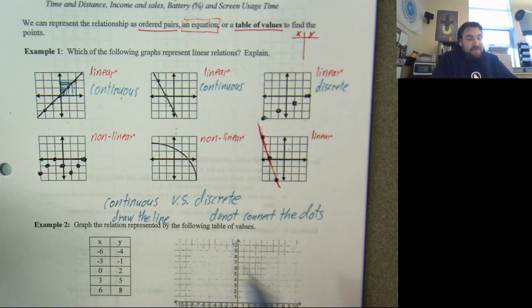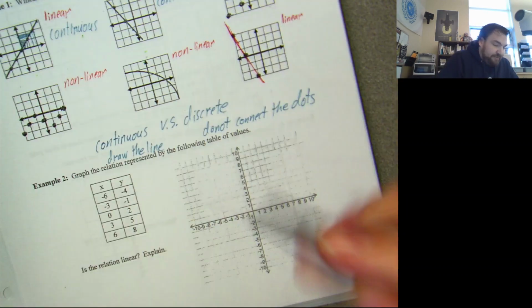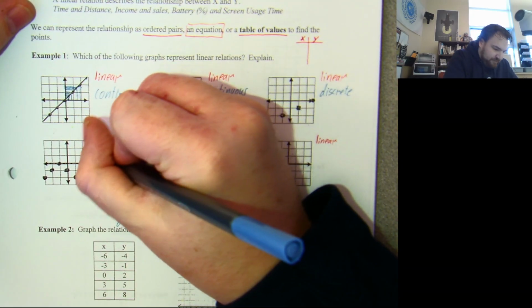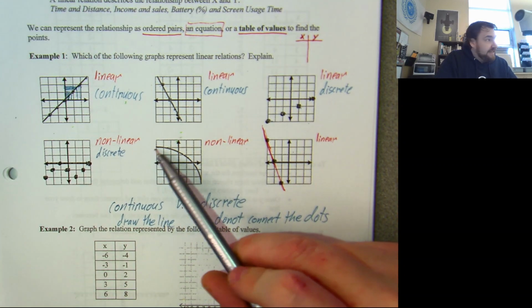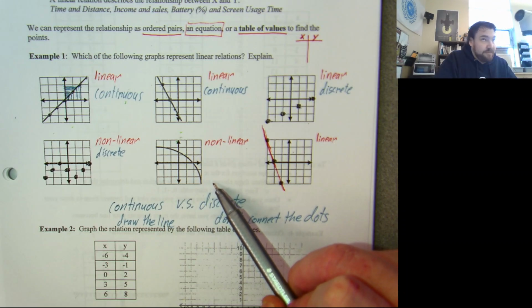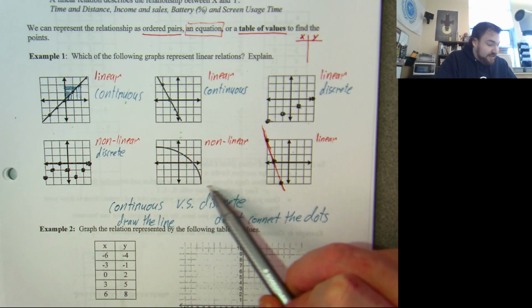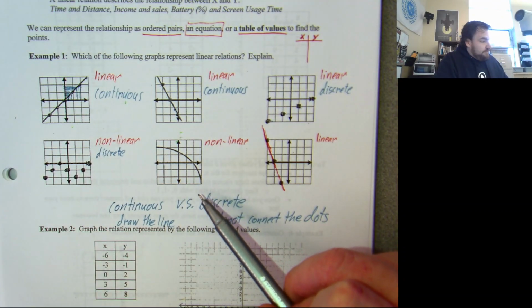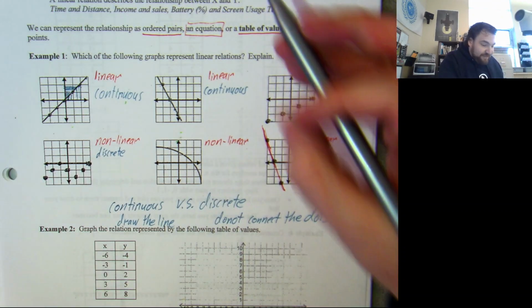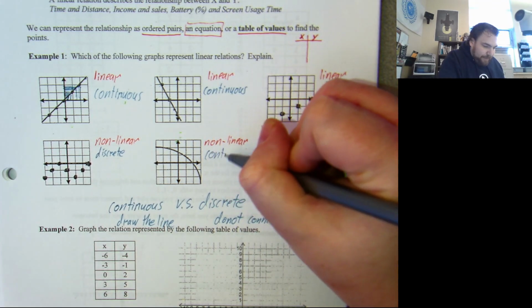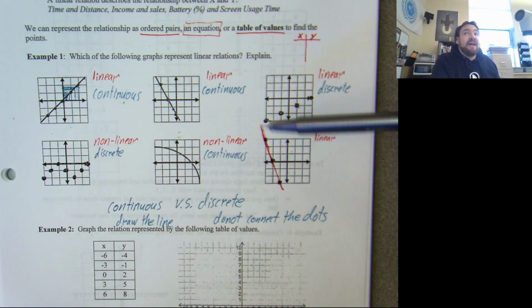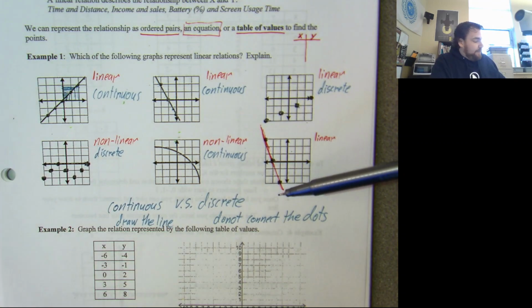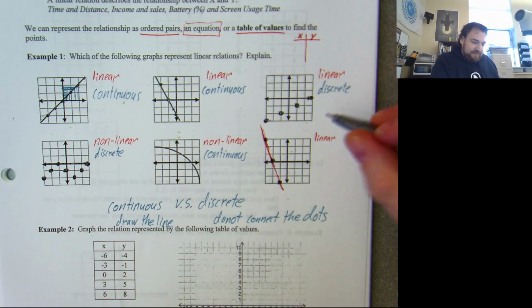No. So this guy's nonlinear and discrete. This guy's nonlinear, but if the line is there, is it continuous or discrete? Sorry? It is in fact continuous. And then this guy, I did add in the line afterwards. Without the line, it would be discrete.